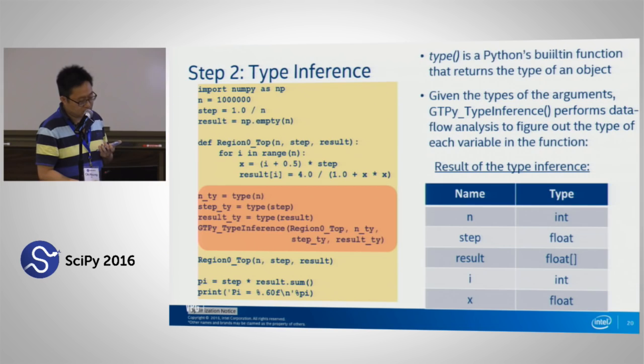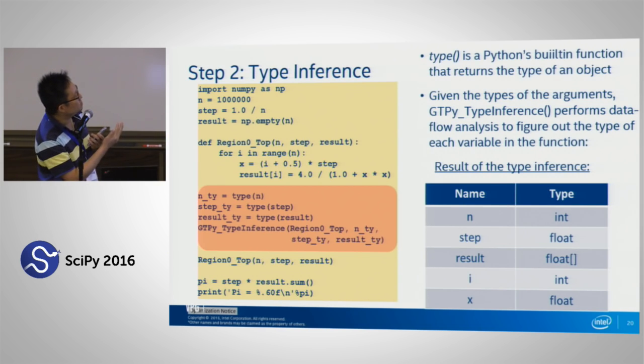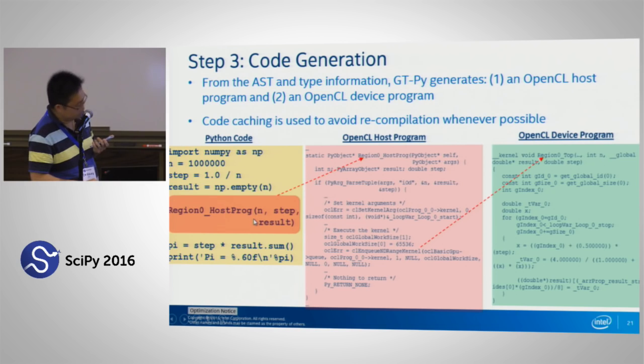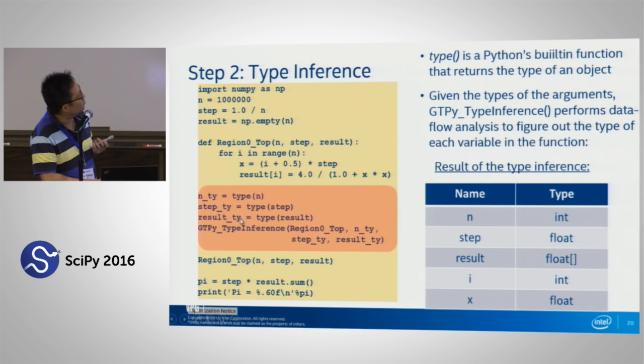The next step is type inference. At runtime, the JIT adds some code that you see here, where we dynamically check the type of n, step, and result. We call this Python function type to get the type. And then we pass this type to a function that GDPI creates, which does dynamic type inference. After this type inference, we get the types of all the variables inside the function. So now, after the type inference, I know that n is integer type, step is float, result is a float array, and then i is int, and x is float.